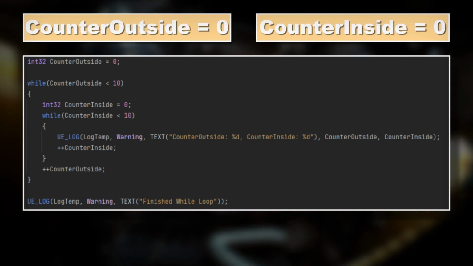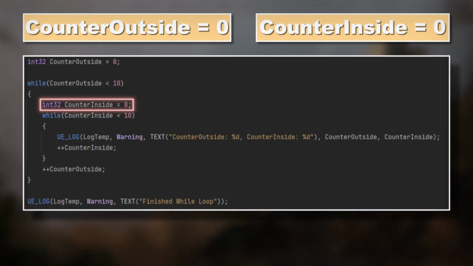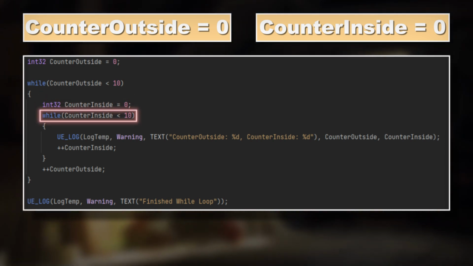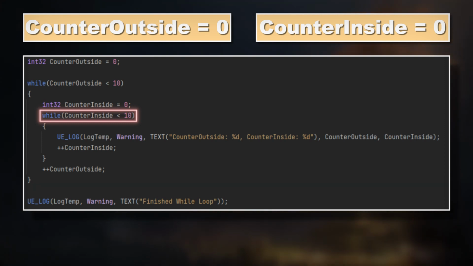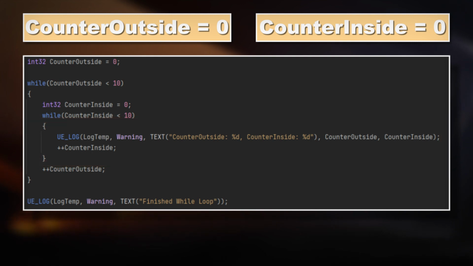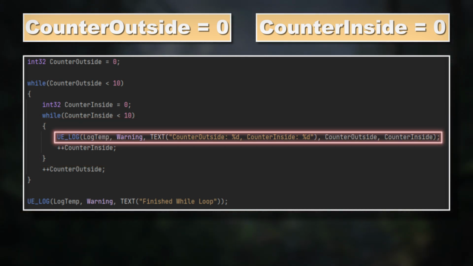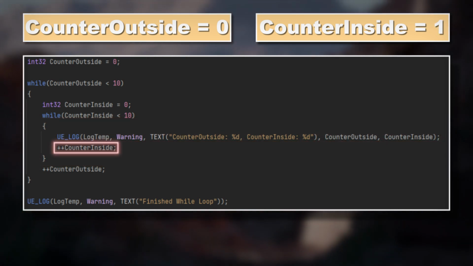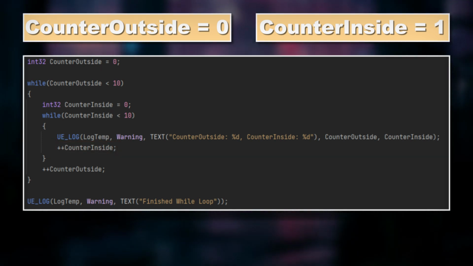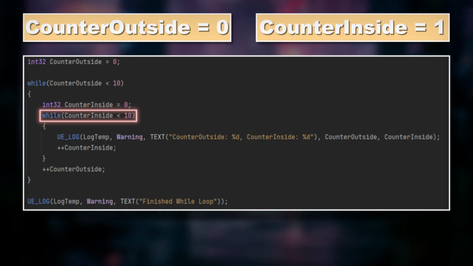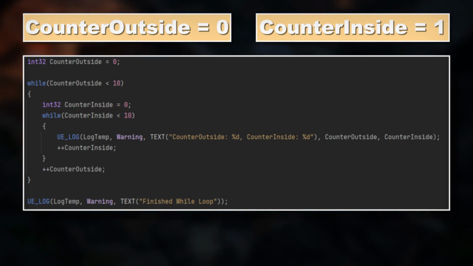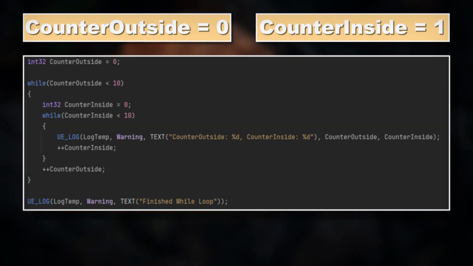First we enter the outside while loop and initialize counter inside. Then we check the condition for the inside while loop. Since our variable is still 0, the condition is true and we will enter the inside while loop. Next, we log the values of the variables and increase the value of counter inside. What happens now is that we jump to the condition of the inner while loop again and check if it is still true. This process continues as long as the condition for the inner while loop is true.